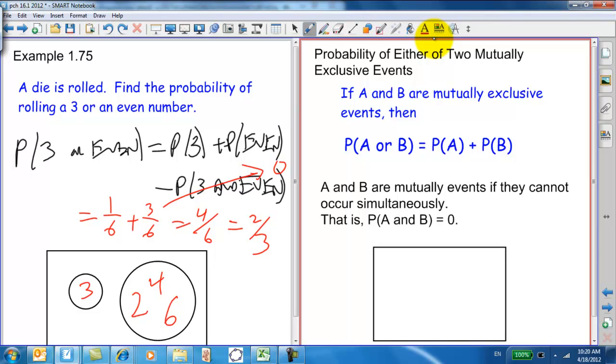Now, let's see what happened in these two examples, because in one case we had to subtract off the overlap, but in the other case we didn't. It all depends if you have an overlap. So for the probability of either of two mutually exclusive events happening, if A and B are mutually exclusive events, then the probability of A or B equals the probability of A plus the probability of B. Now, mutually exclusive means they cannot occur simultaneously. That is, the probability of A and B equals 0. So when you draw it, you show A and B not overlapping at all.